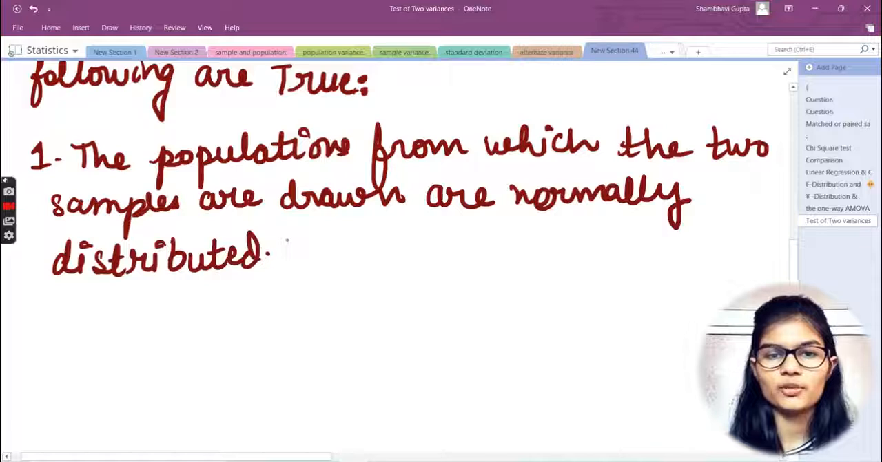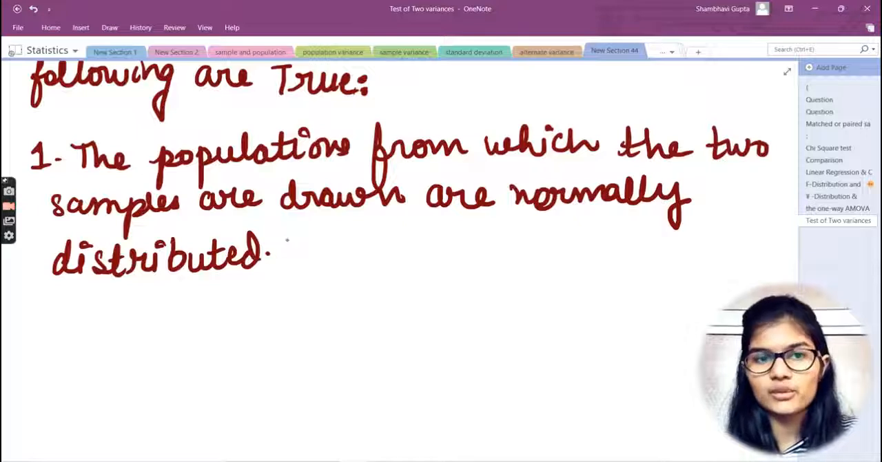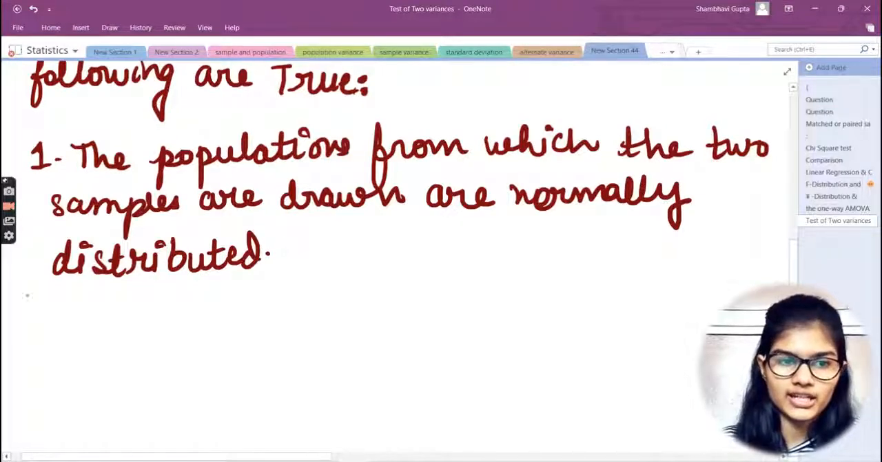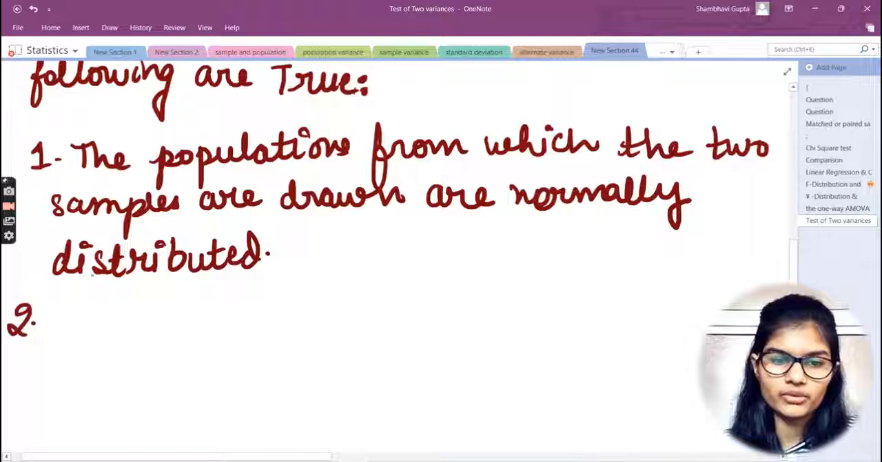So the populations from which the two samples are drawn are normally distributed. This is the very first point that I was talking about, that it should be kept in mind that all those things I'll be discussing should be true. This is the very first point that I had mentioned. Moving towards point number 2.